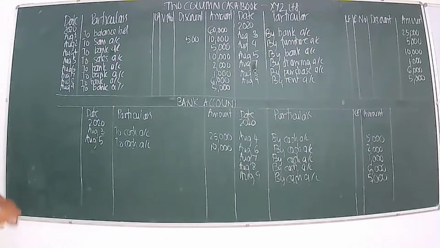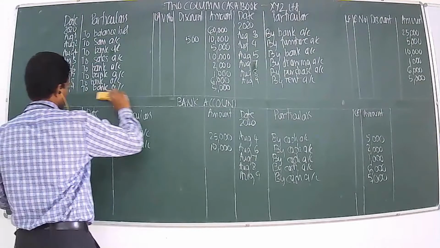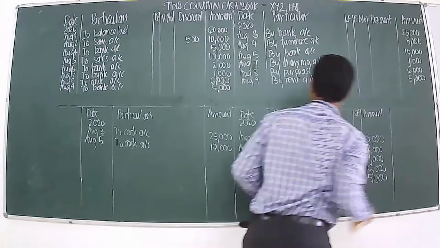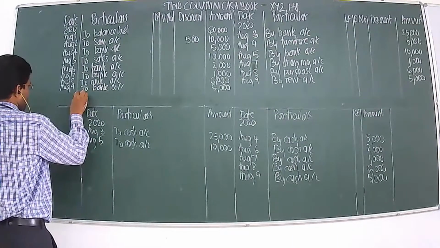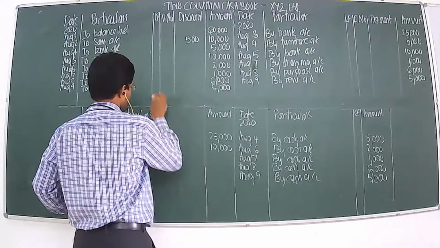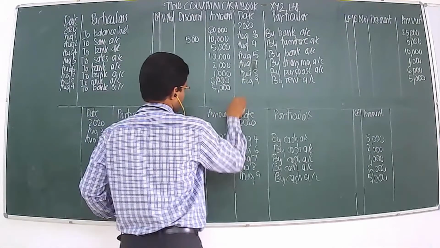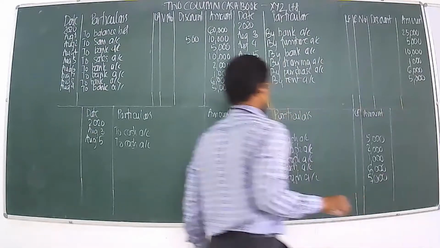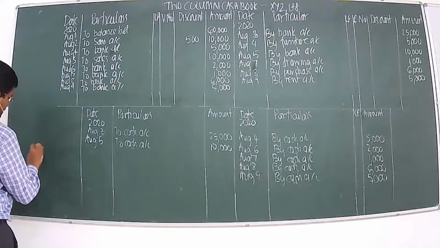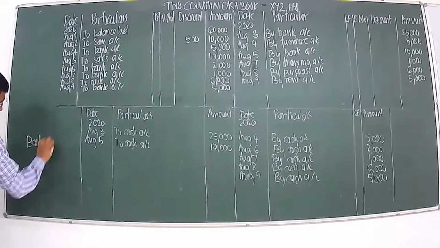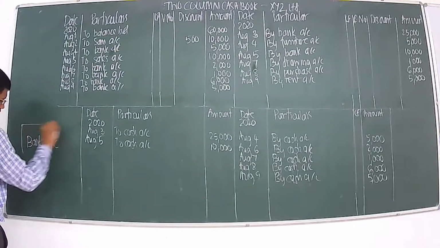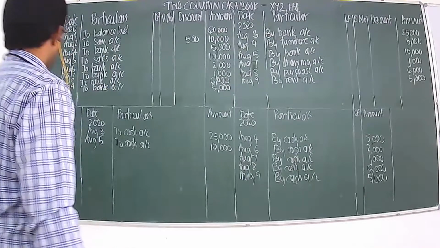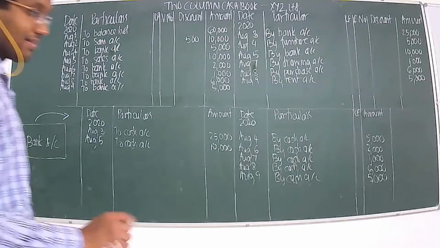Okay, since I'm running out of space, I may have to just erase this header off. So I hope all of you have an understanding by now. This is bank ledger account. Okay, I'll just extend these lines because I'm not able to fit in all the transactions here. So just for your understanding, I will write this as bank account. Okay, now let's look at the next transaction, August 10th.